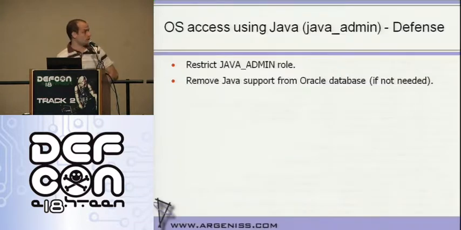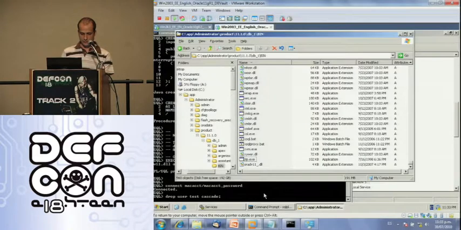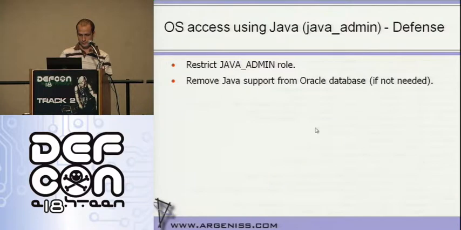Well, the way to defend from this attack is to restrict the Java admin role, which is the role needed to grant the Java permissions needed to access operating system resources, or to remove the Java support from Oracle database if we don't need it. As we can see now, the DLL file has an underscore, so Database Vault will be disabled. So we were able to disable Database Vault having the Java admin role.